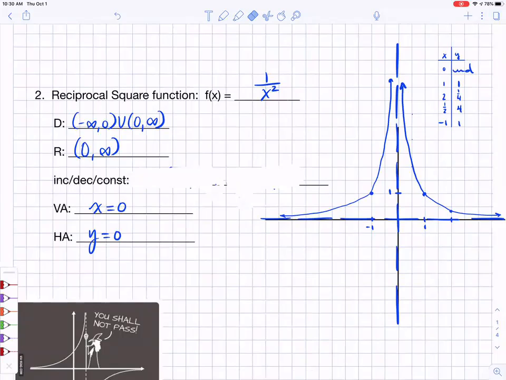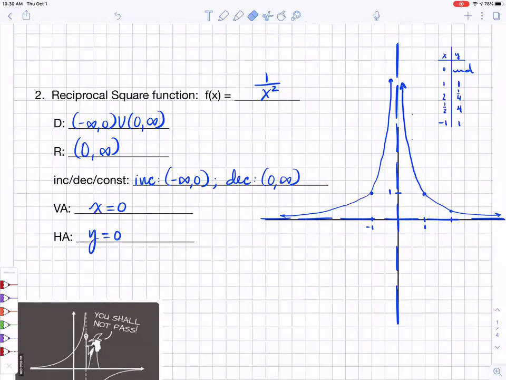So moving left to right. What is my graph doing first? It's increasing from where to where? Negative infinity to 0. And then what is my graph doing? From? Very good. Remember too that with increasing, decreasing, and constant, you never use square brackets. Remember that?